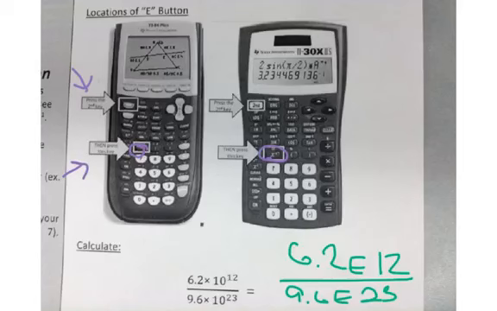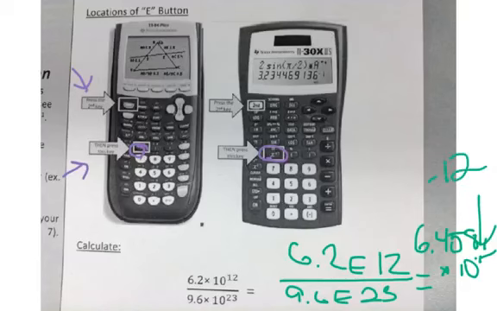And then when you press enter, what you should get is 6 point, and this is rounded, 6.458 times 10 to the negative 12. That should be a negative 12. If you did not get this, try it again. Make sure you just do those E buttons. But if you did it correctly, you should have gotten, once again, 6.458 times 10 to the negative 12.